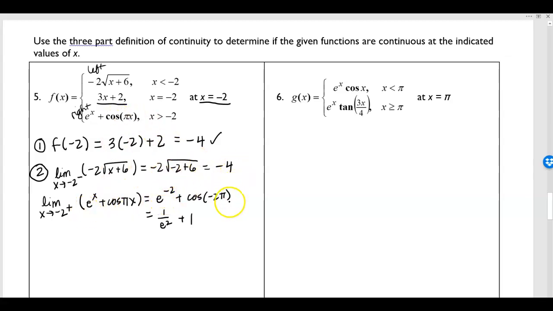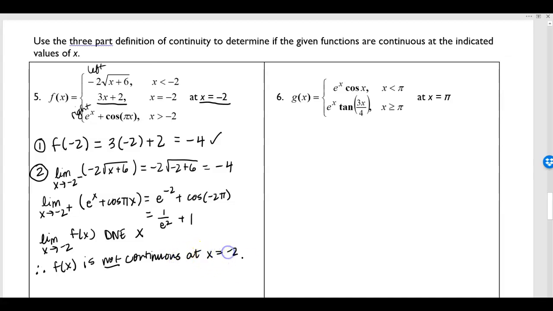And so since those two limits don't match, then I know that the limit as x approaches negative 2 of f of x does not exist. And therefore, automatically, I know that this function, f of x, let's use the name of the function and make sure you do that and not just call it "it", is not continuous at x equals negative 2. That's my answer. I'm going to put a box around it. All right, we'll try the same thing for number 6.